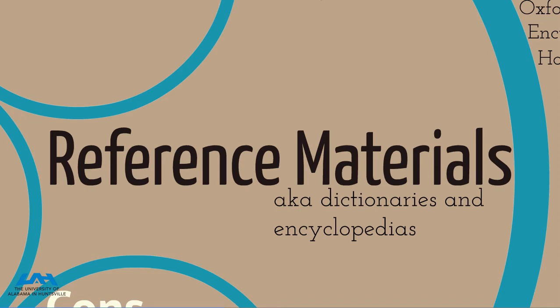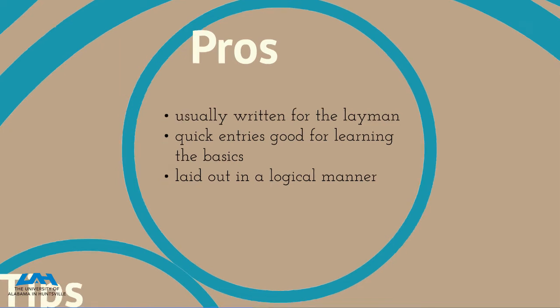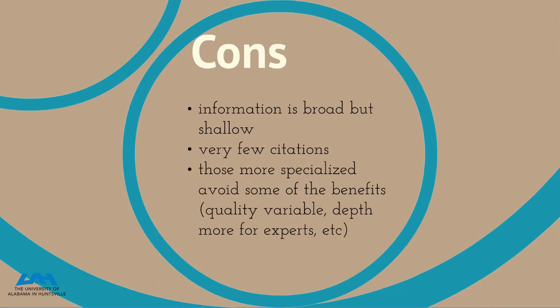Now we're going to take a look at the reference material. These are the dictionaries and the encyclopedias. The pros is their basic material, usually written for the layman. They have quick entries, they're good for learning the basics, and they tend to be laid out in a logical manner. The cons, however, is that the information tends to be broad and shallow, not very deep, and there's very few citations to check the information. Those that are more specialized sometimes aren't as good of quality, but there are still very good quality specialized ones.